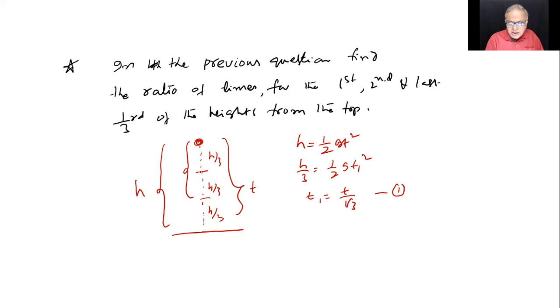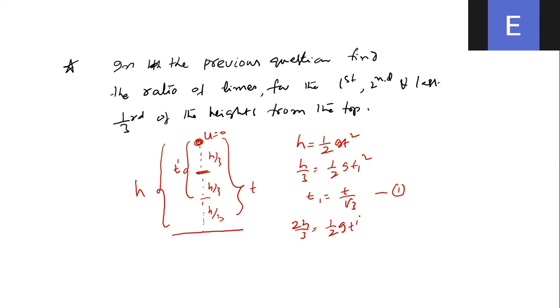Finding out individually for this will be a little trouble because only here u is 0. Once you come here, there will be velocity here, right? So let me find out the time for this one, which I may call t dash. That will be 2h by 3 equals half g t dash square.